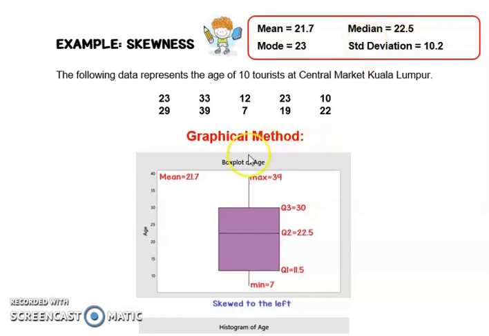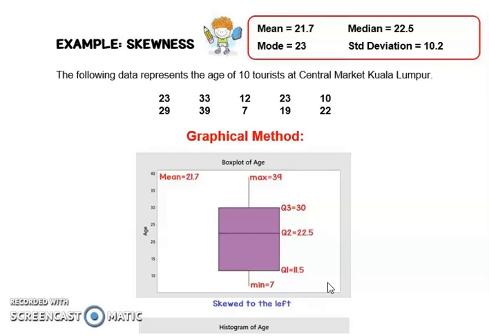The first graph here is the box plot. So how do we determine skewness? Different people will see a different shape of data distribution, depending on the graph itself. If it clearly shows either skewed to the right or left, then we can get the same conclusion. But somehow, using graphs, it is not too clear or too obvious whether it is skewed to the right or skewed to the left. So that's why we have another method, which is the numerical method.